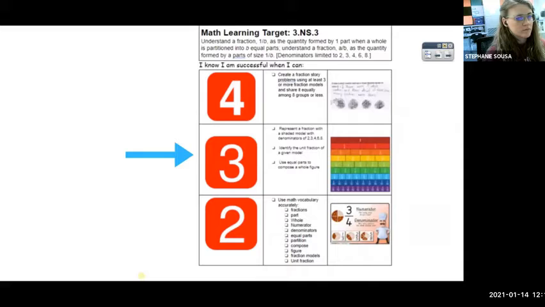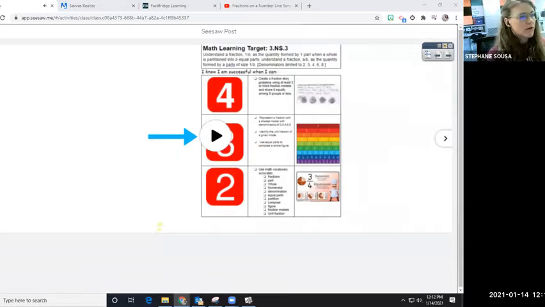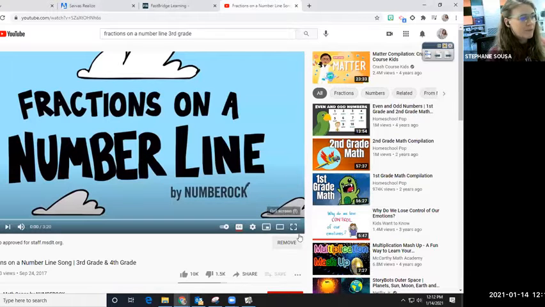Sometimes we have a fraction that's greater than 1 whole. Today we're going to model fractions greater than 1 using a number line. All right, so when our fraction is bigger than 1, what happens?